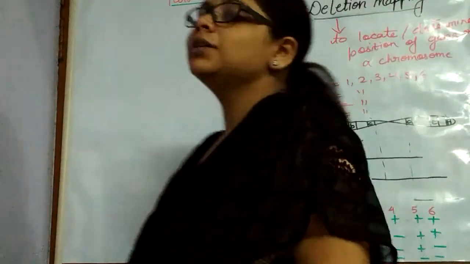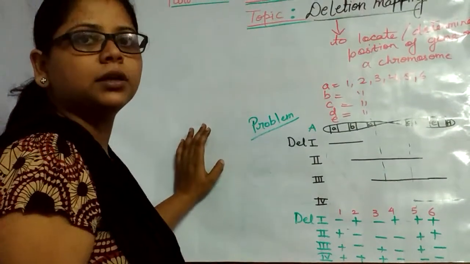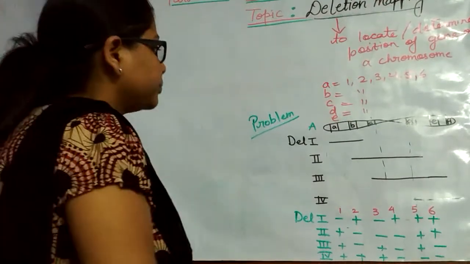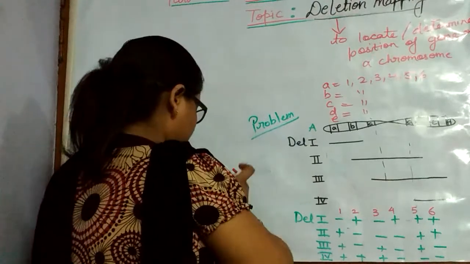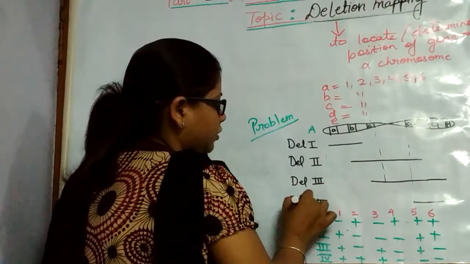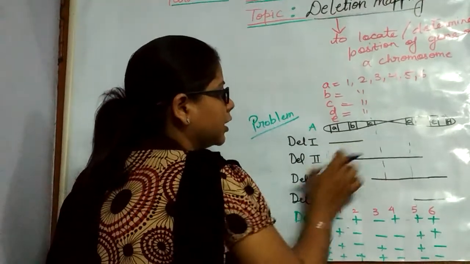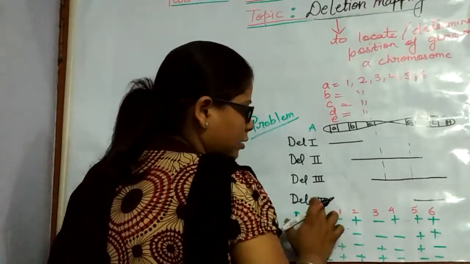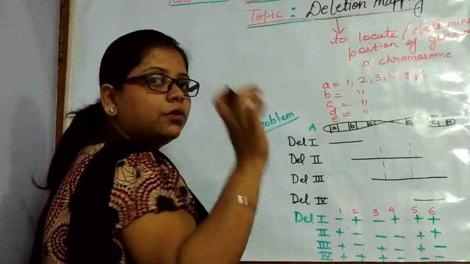I want to discuss this problem because only through a problem can you understand the concept of deletion mapping. Without a problem, you can't understand what the exact mapping is. See here, these are the bands, and these are the deletions: deletion first, second, third, and fourth. In deletion first, A and B bands are coming. Deletion second, B, C, D bands. Deletion third, C, D, E bands. And deletion fourth, D, E, F bands.